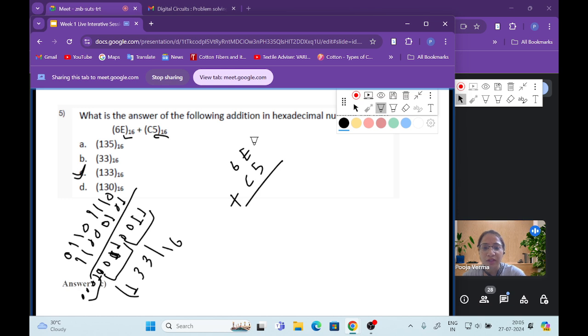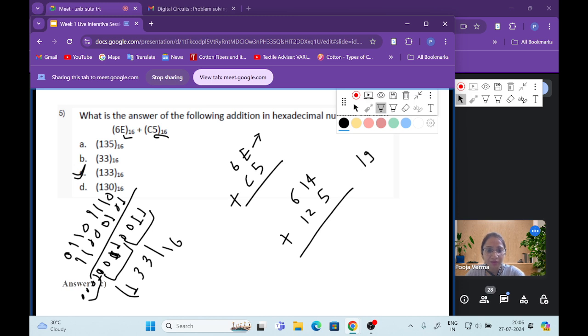What is the decimal representation of E? E is 14. And C is 12, right? Here, in place of E we take 14 and in place of C we take 12, because it is a hexadecimal conversion. So we can't write it like 614 or like this. We have to add like this. So 14 plus 9, how much? 19.